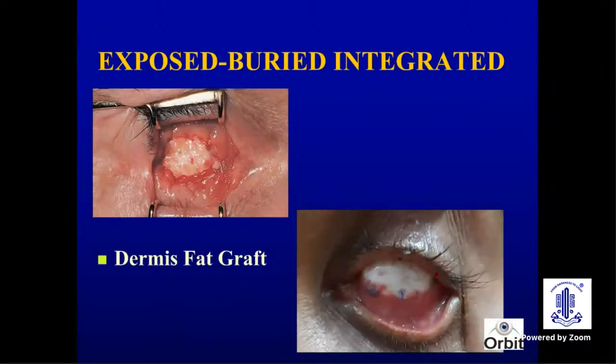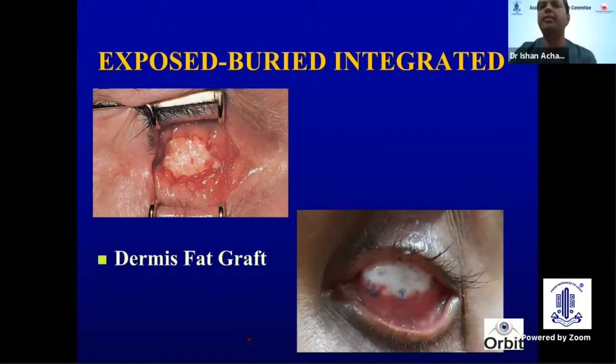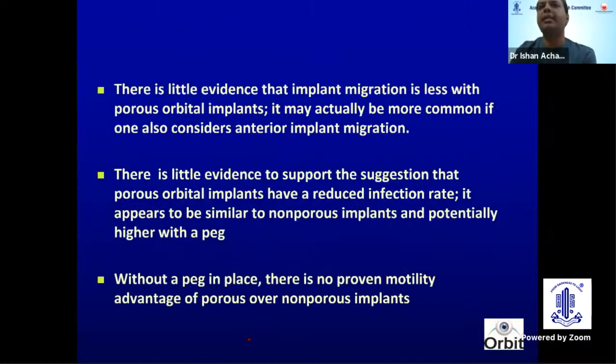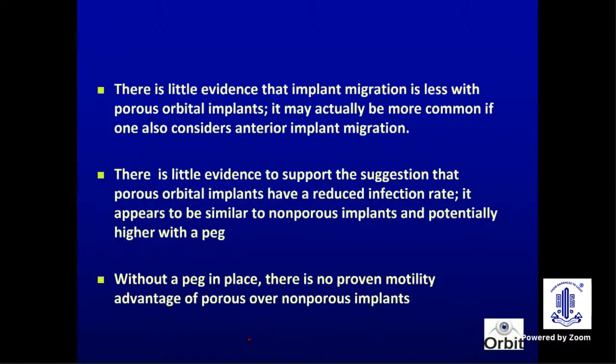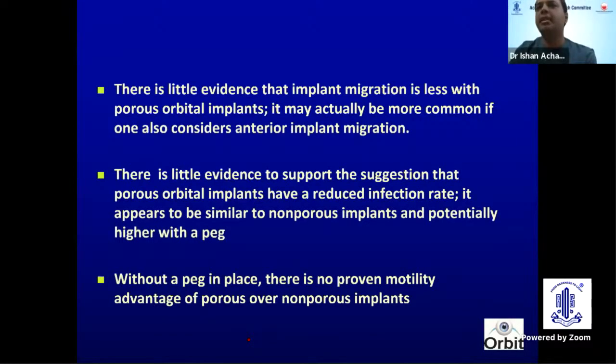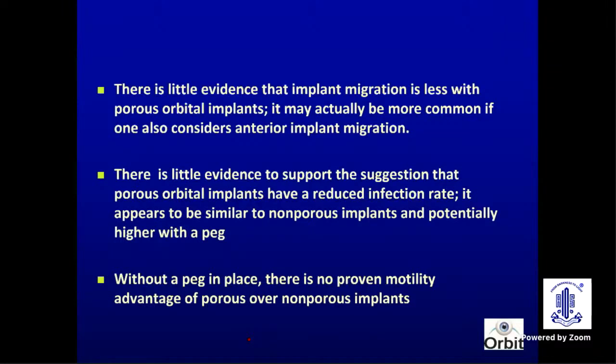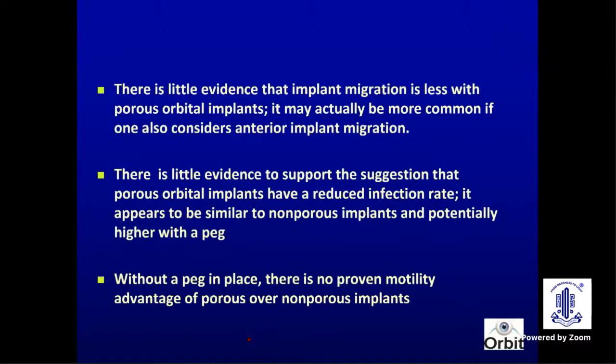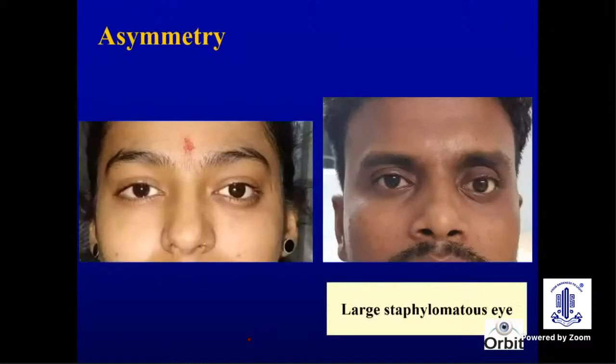So conjunctivalization has started here in the second photograph. The porous versus non-porous debate goes on. Two major reviews conclude that there is little evidence that implant migration is less with porous orbital implants. There is little evidence to support the suggestion that porous implants have a reduced infection rate. Without the peg in place, there is no proven motility advantage of porous over non-porous implants.